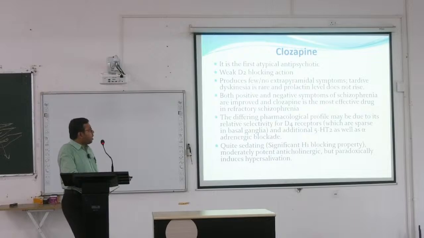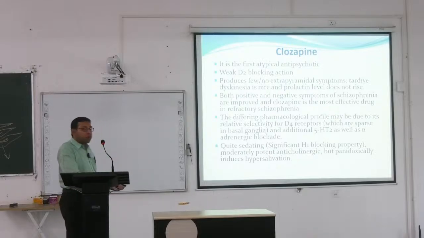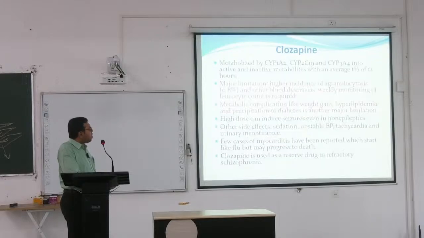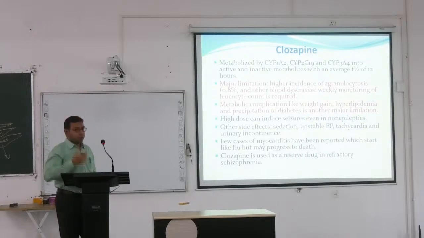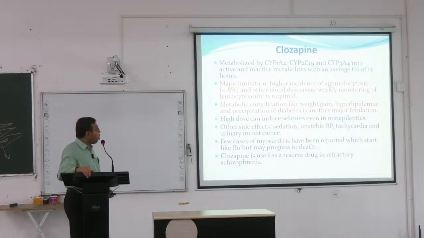They have selectivity for the D4 receptor, 5-HT2 receptor, and alpha adrenergic receptors, in addition to their D2 receptor blocking property. They also block the H1 receptor. That's why it is quite sedating. So clozapine is quite sedative. They are moderately potent anticholinergics, but paradoxically they can induce hypersalivation. And they are metabolized by the different cytochrome enzymes. That's why there may be food or drug interactions with clozapine.